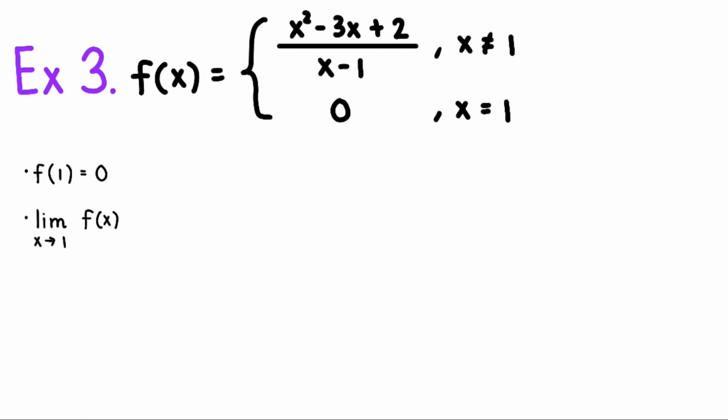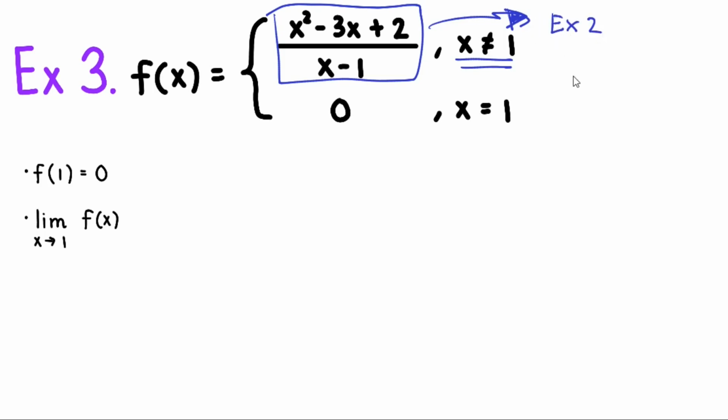For the next one, the limit of f of x as x approaches 1. Now take note that since we're dealing with values approaching 1 and not exactly at 1, we use this function. Take note that this is the same function in example 2, so you can refer to that one. That's just the previous example. And take note that in the previous example, we found that the limit of this function as x approaches 1 is equal to negative 1, if I'm not mistaken.